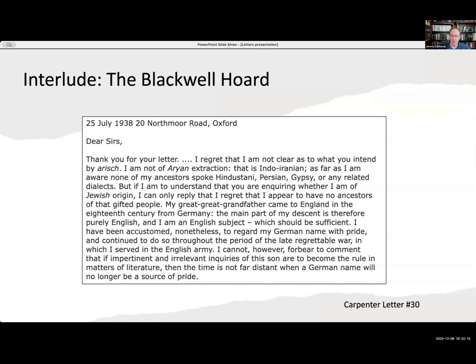Looking at that, I wanted to focus specifically on Carpenter's letter number 30. It's a very well-known letter. It's discussed quite often. I'm showing the first portion of it here. This is obviously where he's responding to the German publisher to say, thank you for your letter, but I'm not Aryan, and he has a very long tirade about that. But the important thing to note in the published letter is this ellipsis here, where material has been removed.